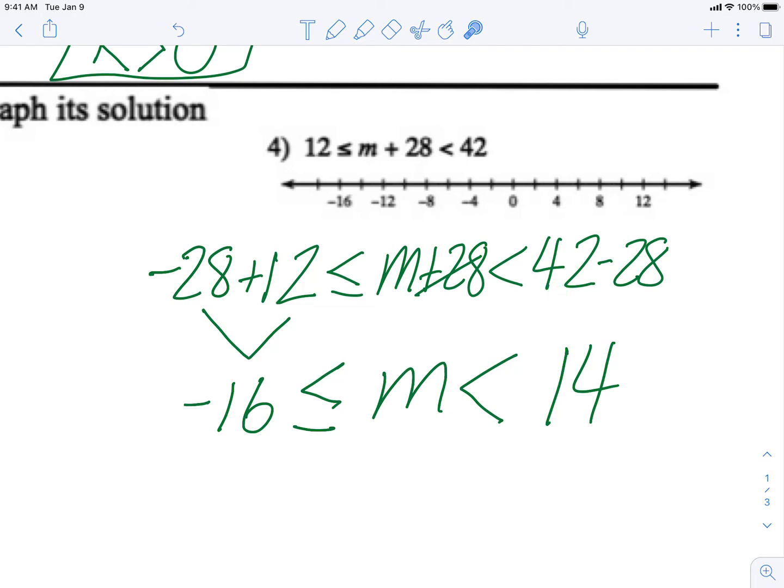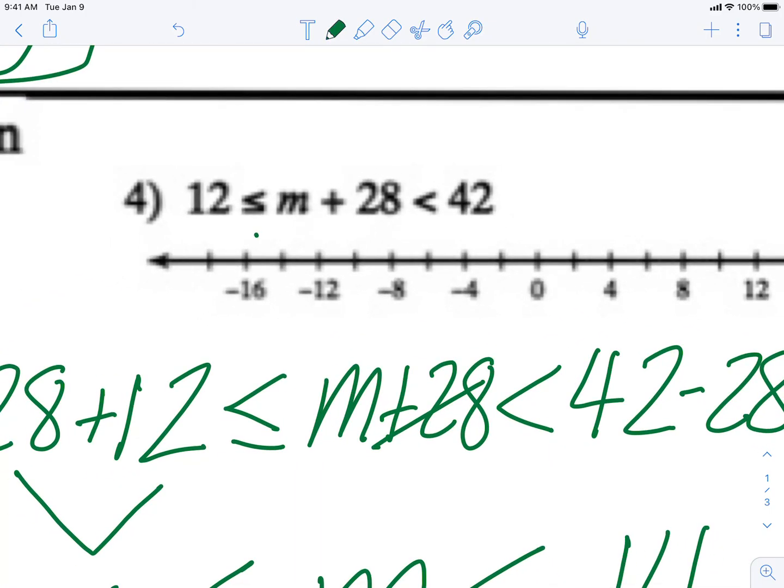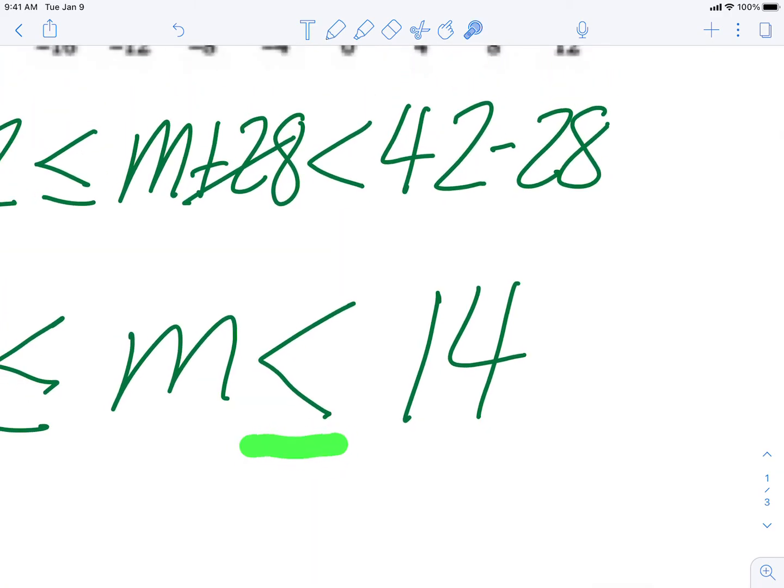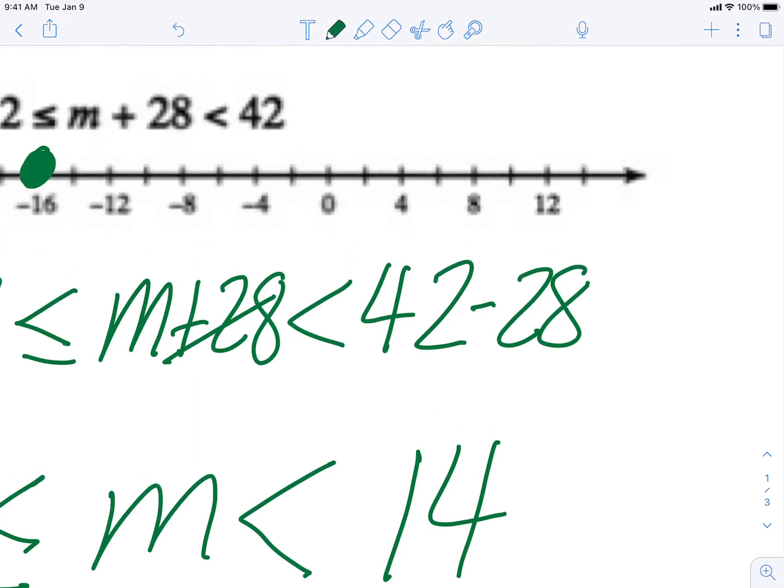So that means that everything between negative 16 and 14 is going to be shaded. But look, this negative 16 is next to the equal. So on negative 16, I'm going to have a closed circle. So negative 16, I'm going to do a closed circle just like this. Right? But on 14, look at 14, it does not have an equal sign. So that means that 14 is going to have an open circle.